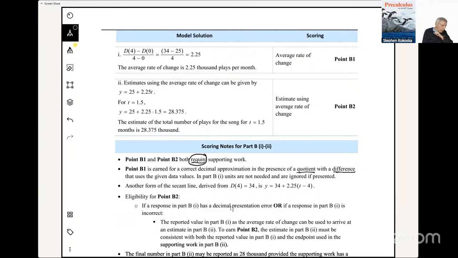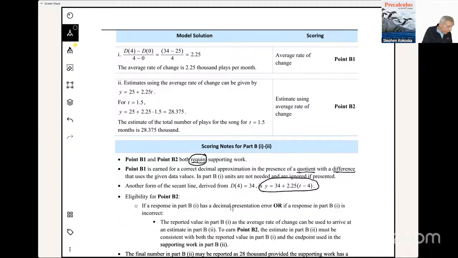The first point is earned for a correct decimal approximation, but there must be a quotient and there must be a difference, as we talked about on the previous page. And yeah, there's another form of the secant line. That's if we use that 0.434. When I was doing this, that just seemed like the more difficult point to use. That's why I used 0 and 25, but the other point is certainly okay.